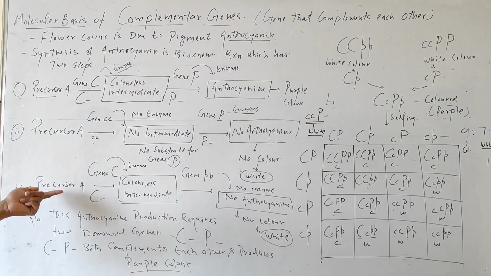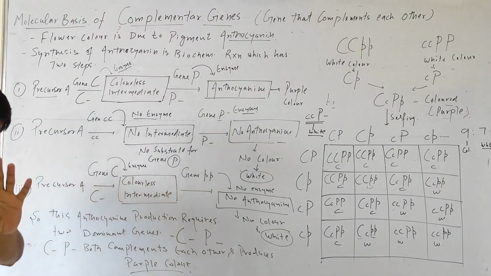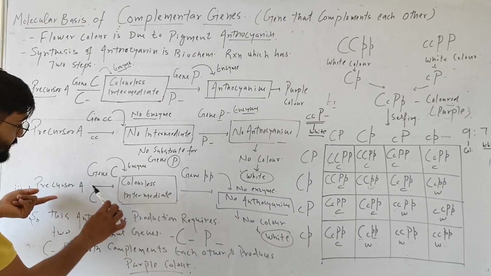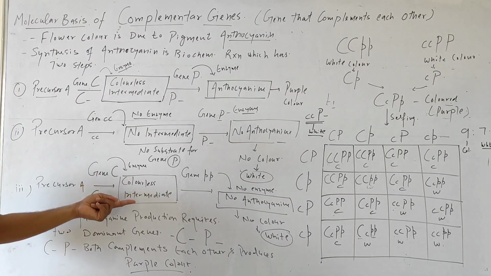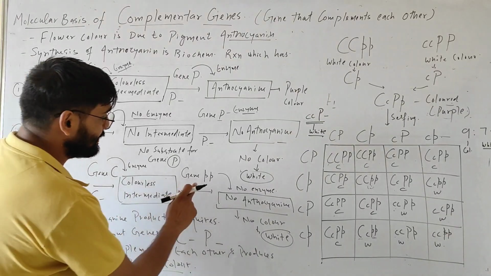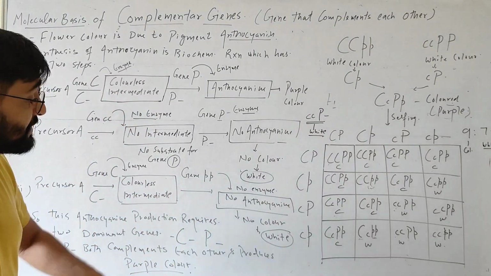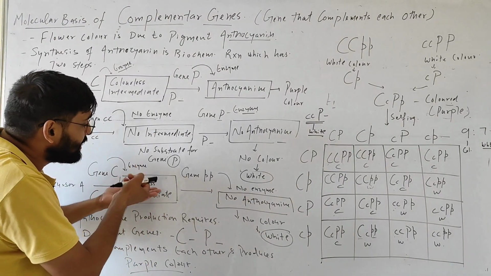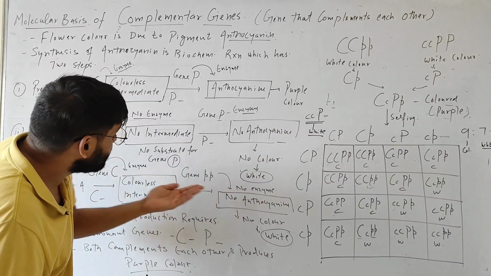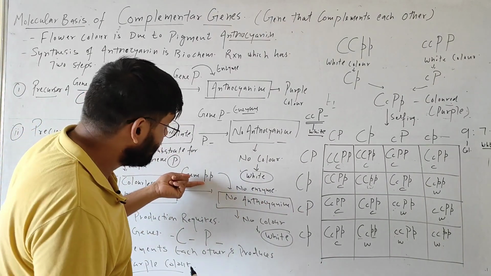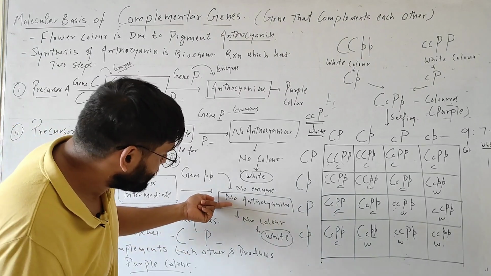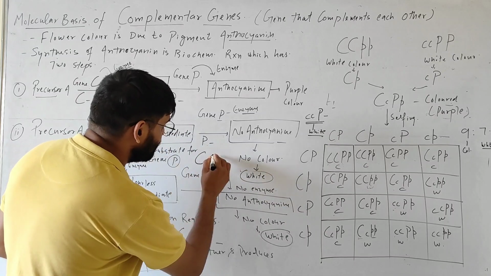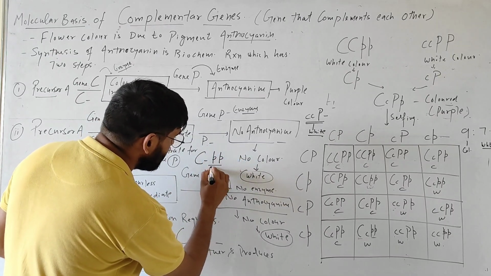In the third case, precursor A is there. Here the capital C gene is present. This capital C gene produces an enzyme, and that enzyme converts the precursor into the colorless intermediate. But here the capital P gene is absent. If the capital P gene is absent, there is no enzyme that can convert the colorless intermediate into anthocyanin. So there will be no anthocyanin, and if there is no anthocyanin, the color will be white. In that case, the capital C gene is present, but capital P is absent.